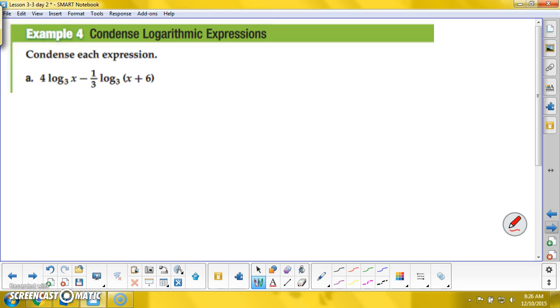So that's expanding. Now we'll also have problems where they ask us to condense. We have to take this expression and condense it down. We're just going the opposite direction.